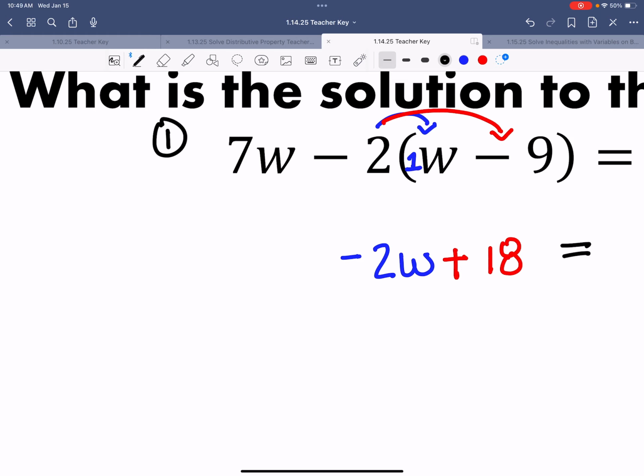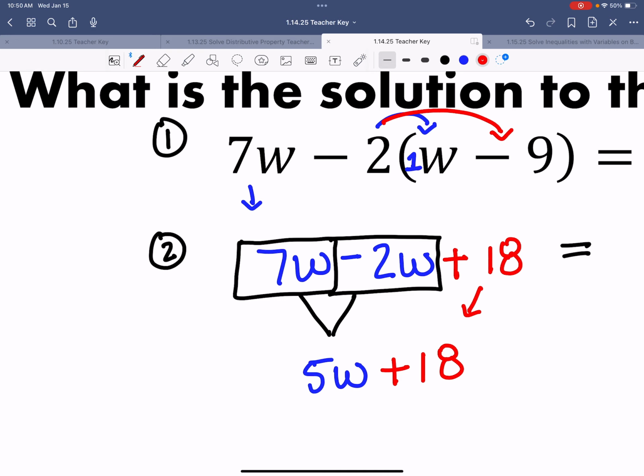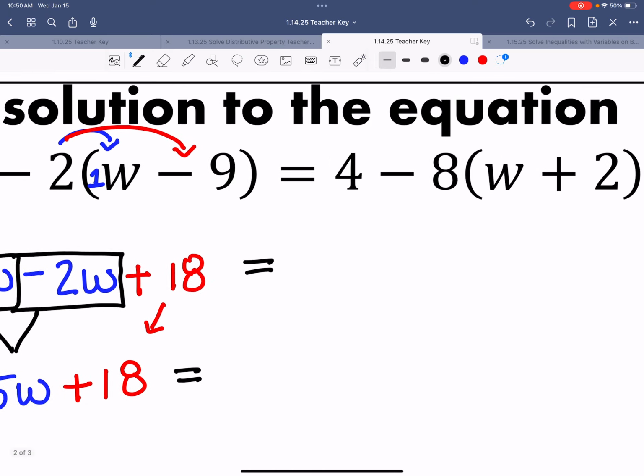From there, you're going to bring down what you didn't use. I didn't use the 7W. Step 2 is combine like terms. Notice I'm still on the same side. I can combine my 7W and my 2W because they both have the same variable. 7 minus 2 is going to be 5W. I didn't touch the 18, so I'm going to bring it down. Equals. I can't do anything else thus far, so I'm going to pause on this side and go to the other side.